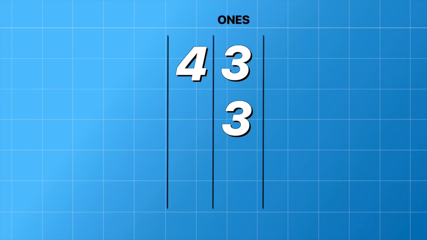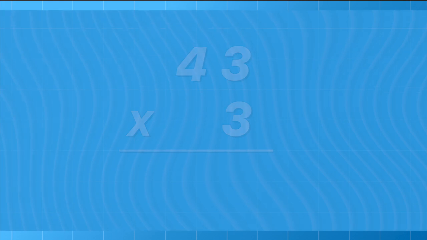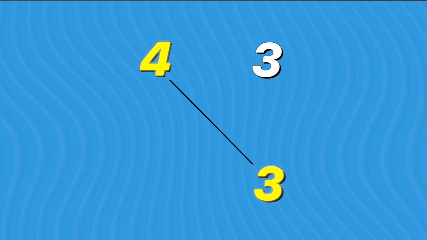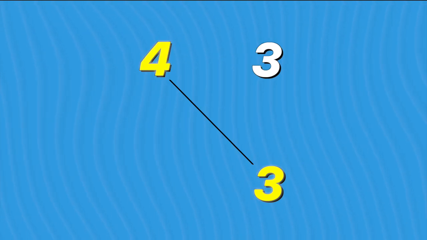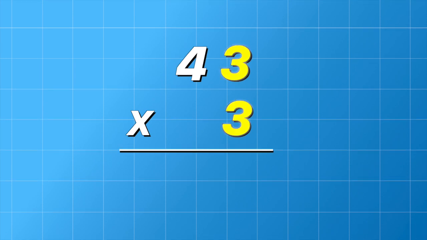Let's now take another example. Now we're going to multiply 43 by 3. Remember, it's important to align the ones properly according to this model. Once the calculation is set up, we can begin the multiplication. We'll first multiply 3 by 3. Then, we'll multiply 3 by the tens place, which is 4. So, let's start with 3 times 3.